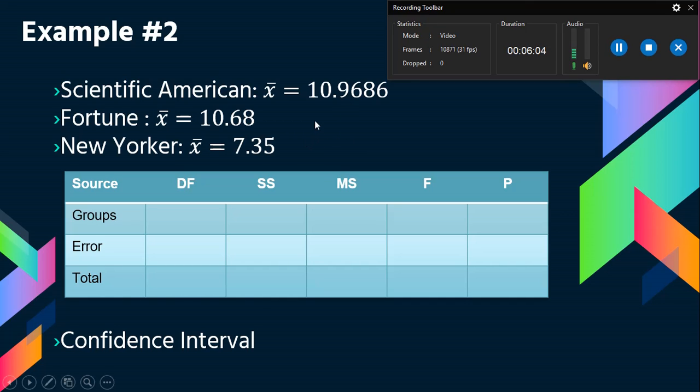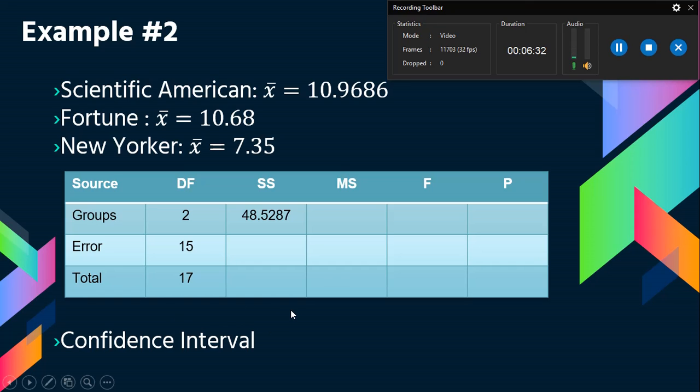Now you're going to go ahead and run the one-way ANOVA on your iPad so we can complete our table. So again, we were using 3 different magazines. So degrees of freedom is 2. We took a sample of 6 ads from each of the 3 magazines. So there were 18 observations. So 18 minus 3 is 15. And then total is 17.